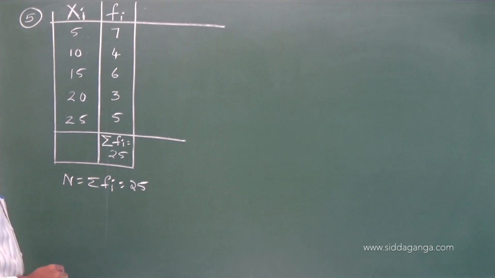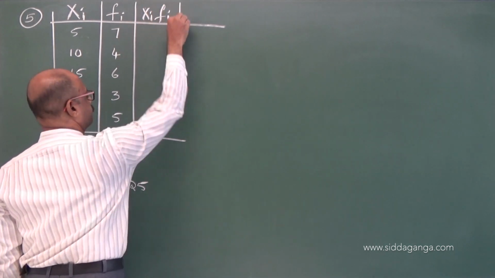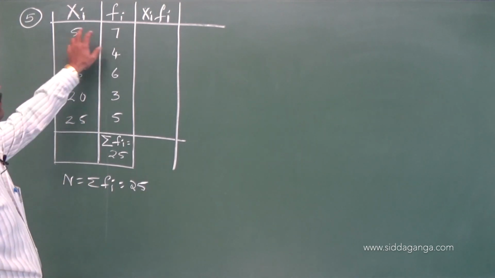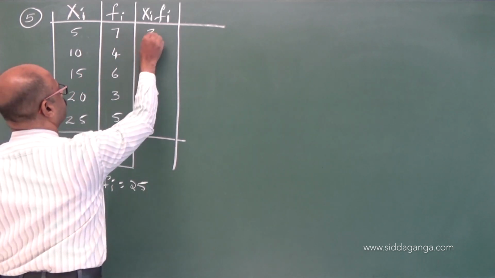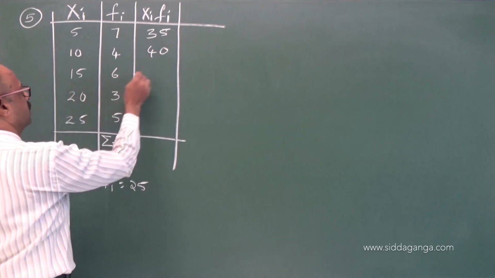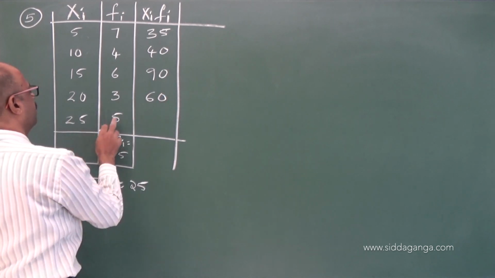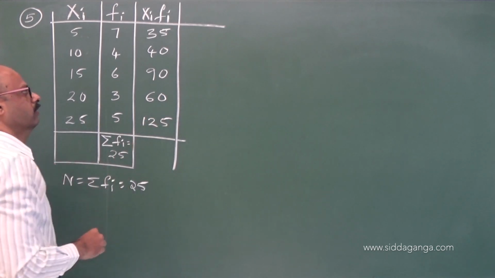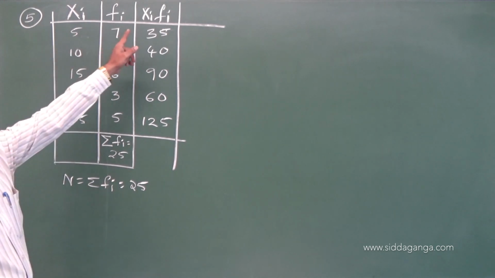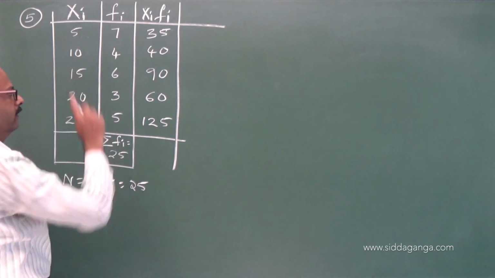After calculating sigma fi, we will multiply this one. This is xi into fi. Xi into fi means you should multiply these two numbers. 5 into 7 is 35. 10 into 4 you will get 40. 15 into 6 you will get 90. And 20 into 3 you will get 60. 25 into 5 you will get 125. So this is how we multiply these two. Xi into fi means multiply both the numbers.